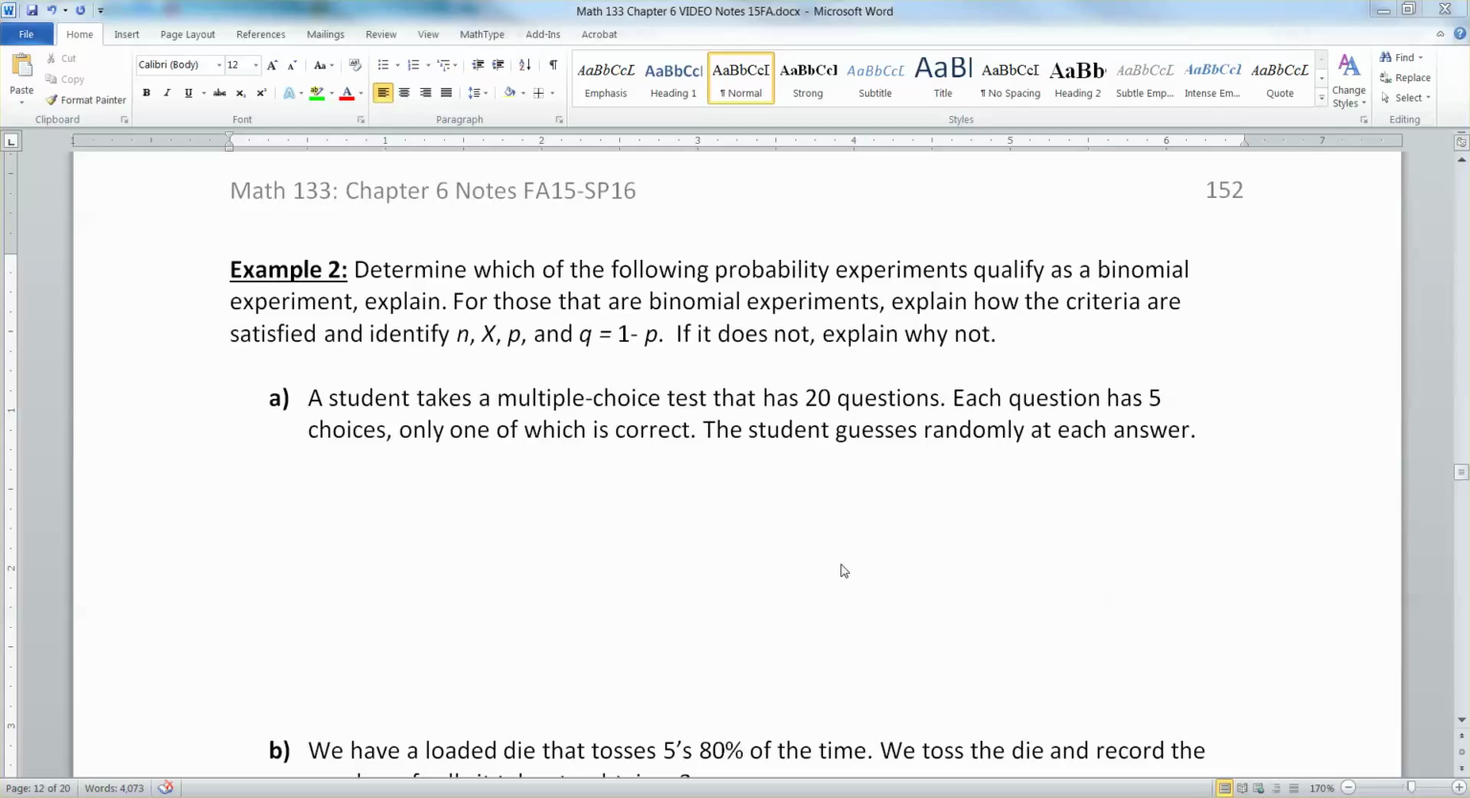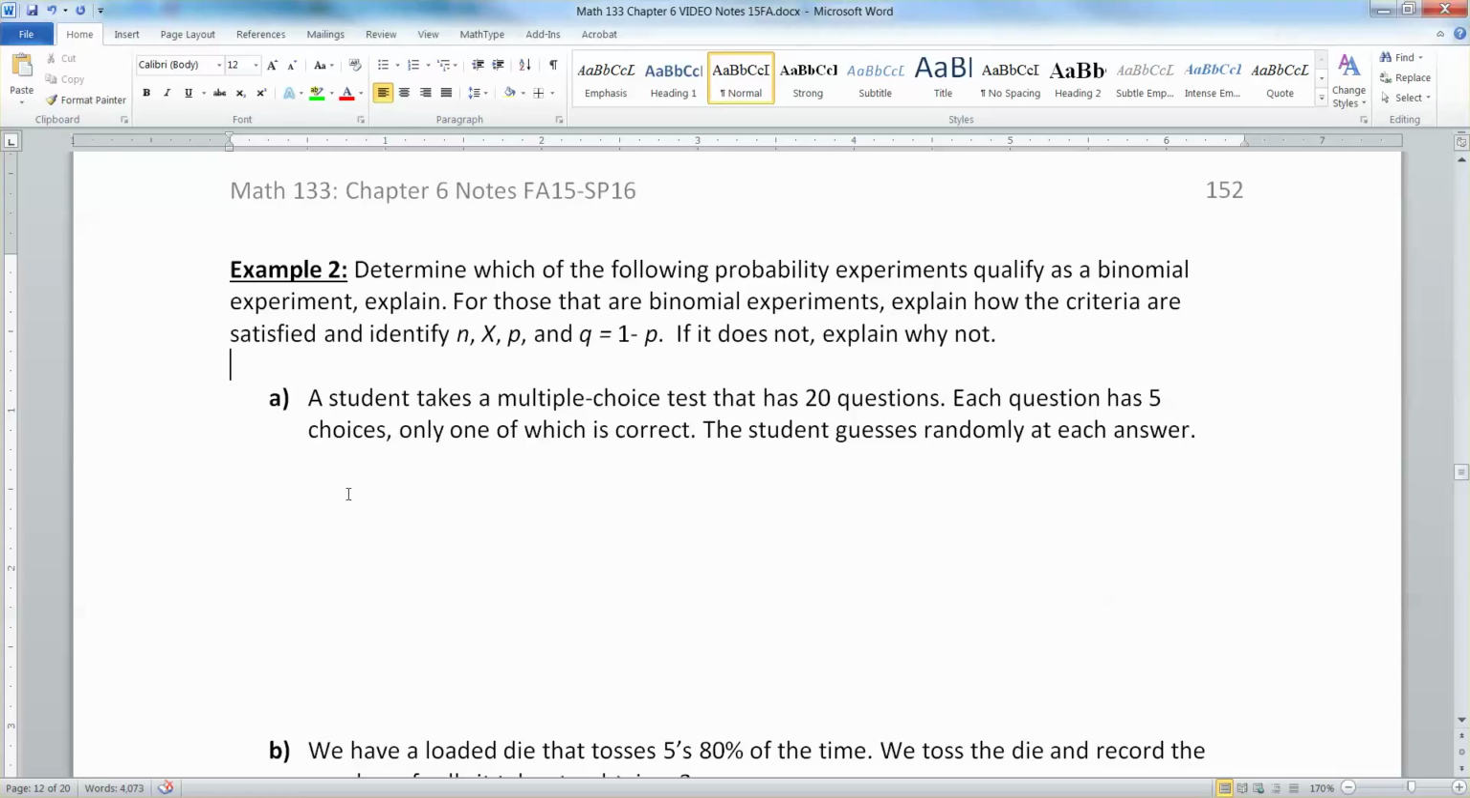Now that we've seen one binomial experiment, let's keep practicing and testing whether other probability experiments qualify as binomial. And then if they do, we're going to have to explain what they do and what their n, their x, their p, and their q are. All right, so let's start with the first one.